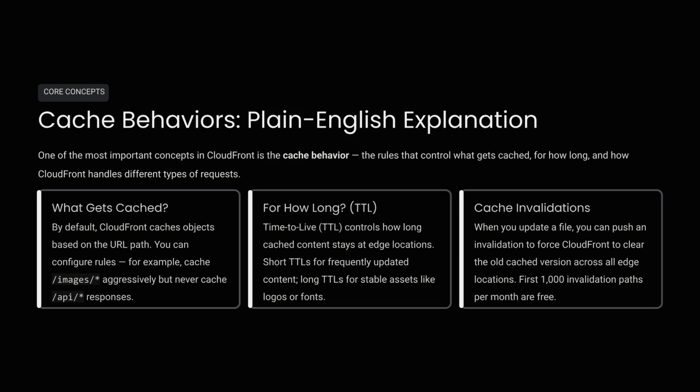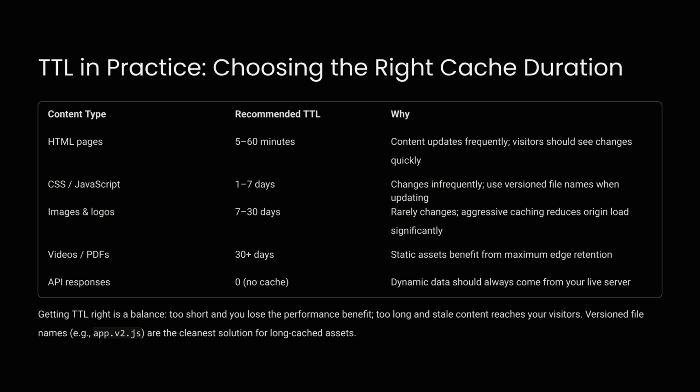Cache behaviors are rules that define what gets cached, for how long (TTL), and how to handle updates. If content is updated, you can force a cache invalidation to clear the old version across all edge locations. Choosing the right time to live, or TTL, is a balancing act. For HTML pages, a short TTL of 5 to 60 minutes is recommended. For stable assets like videos or PDFs, 30+ days is beneficial. For API responses, no cache is best.